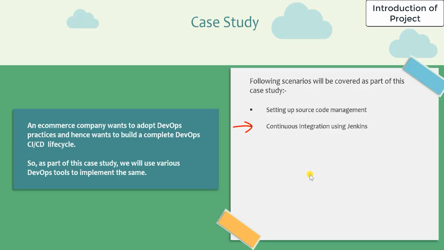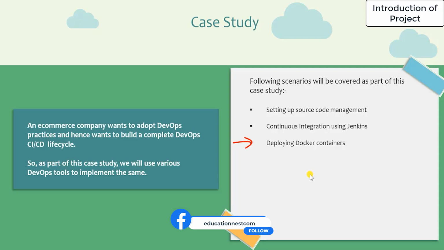Then how continuous integration can be done using Jenkins. As I told you, there shouldn't be a lag in the way a developer is continuously developing the software and pushing it to the Git repository; the build related to it should get continuously created. This can be done using Jenkins, and this is what we call continuous integration. Then we'll be implementing deployment in Docker containers.